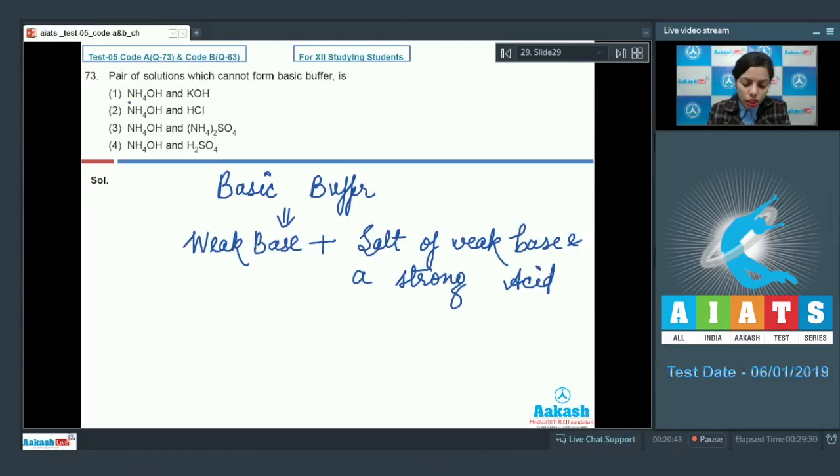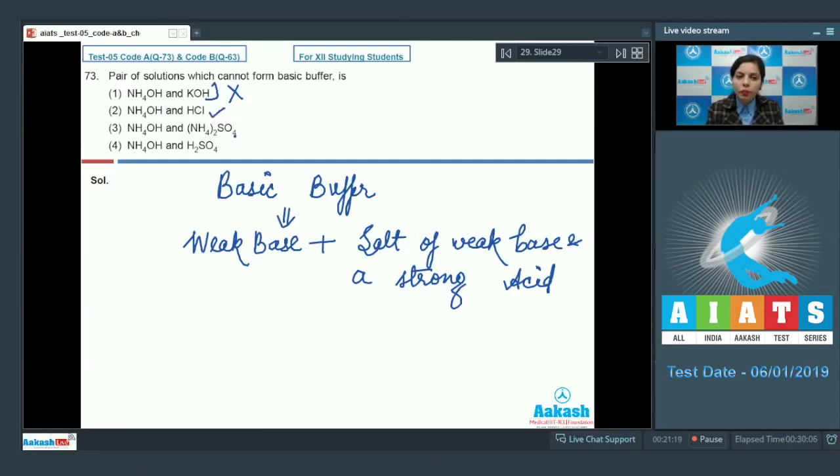It means we have to check the options here. The first option says NH4OH and KOH. NH4OH is a weak base, while KOH is a strong base. Mixing of these two will not result in the formation of a basic buffer. Further, NH4OH and HCl: if you mix these two, NH4OH is the weak base, and definitely there is a formation of ammonium chloride, that is the salt of a weak base with strong acid, that is HCl. It will form basic buffer.